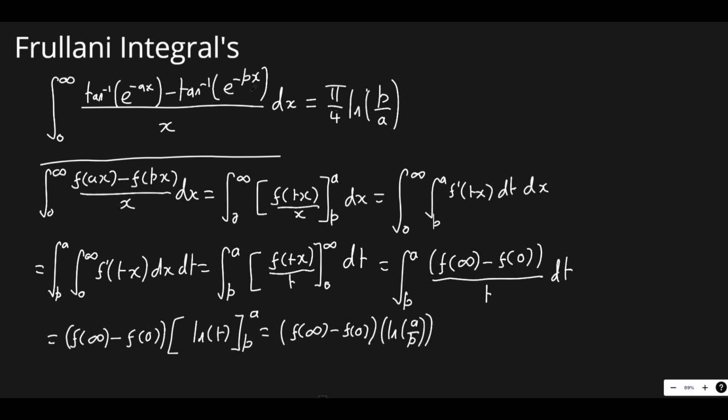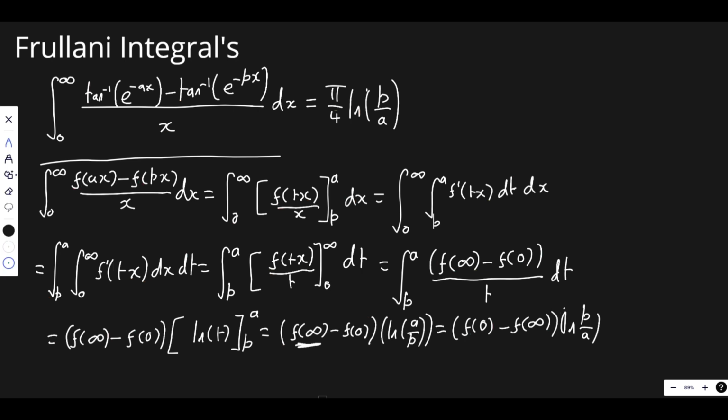Now, most of the time it's written in a nicer form, because usually this thing, f of infinity, is the one that's 0. So usually we write it in this form. So I times through by -1 in this one, which means I need to times through by -1 on that, so I just flip the fraction. And this is our nice result.